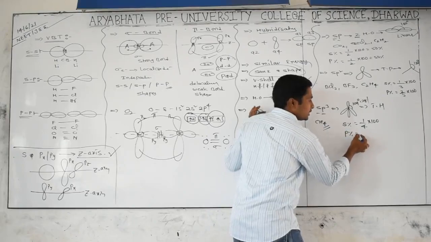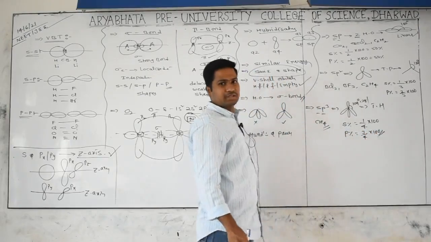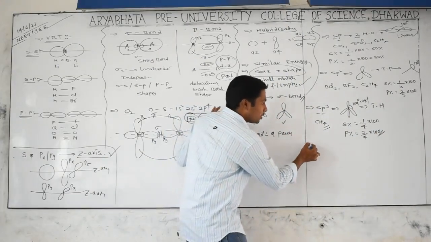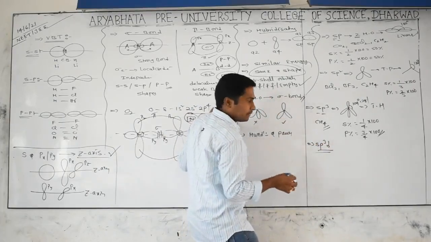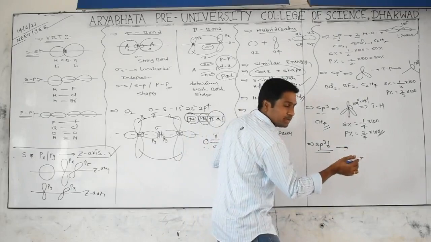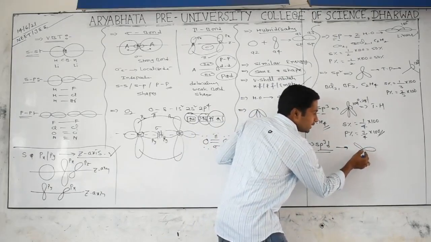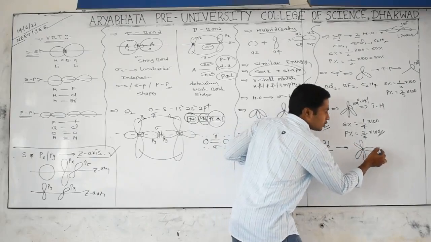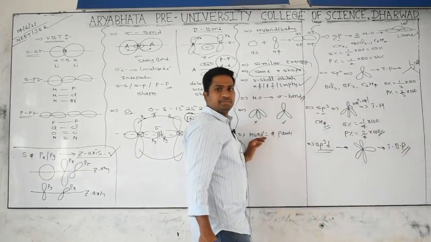P character percentage is 3 by 4 into 100, which is 75%. These are all important bits. All of you understanding? One more important thing is sp3d hybridization. We are getting 5 hybrid orbitals. Out of the 5 hybrid orbitals, 3 are in the same plane like a trigonal planar, and 1 is above and below the plane. That's why it is called trigonal bipyramidal in shape.